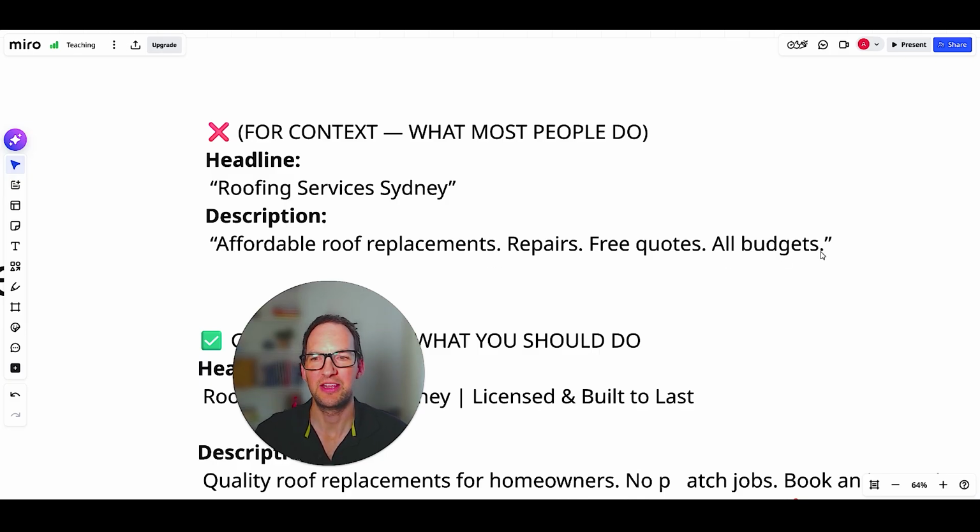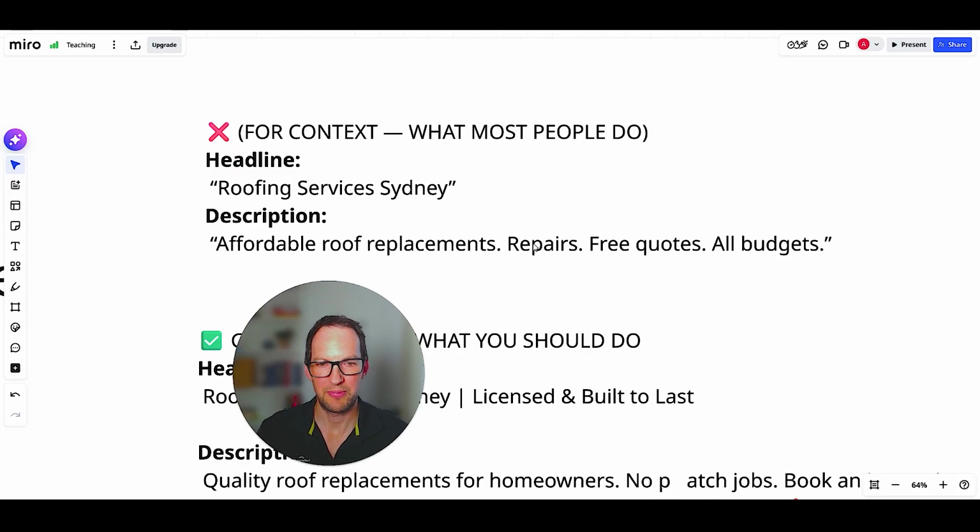And the problem with that is starting with the headline, roof services Sydney. It's not very specific. It doesn't talk about your exact service, the exact problem you're solving. So if you have roof replacements, then you should be talking about roof replacements or the types of roofs that you replace or that you specialize in, not just something generic like services here. And with the description, affordable roof replacements, having the word affordable, free quotes, or budgets, that's just going to attract price shoppers. So we want to avoid sort of language like that.